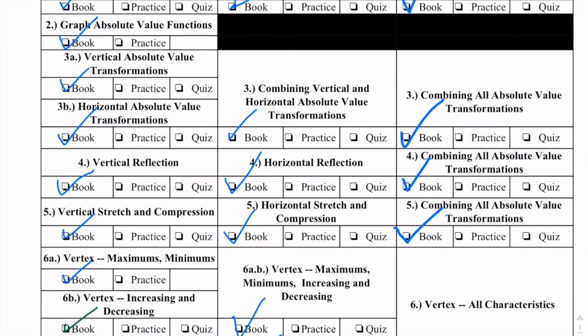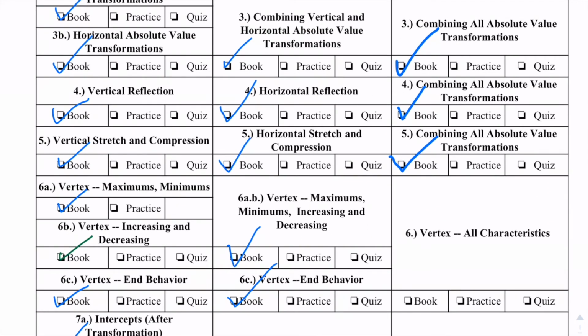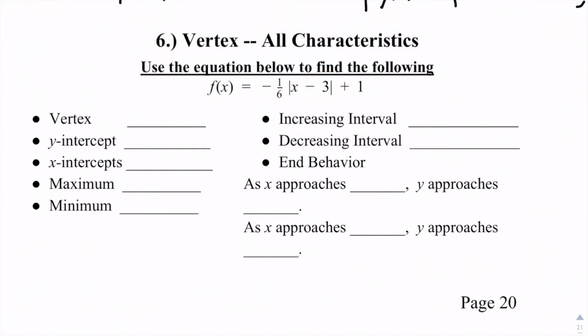Hello, Algebra 2 students. We're back in our absolute value functions syllabus, and we are on Tier 3, Lesson 6, vertexes with all characteristics. Let's check off our book. So here we are at Lesson 6 in Tier 3. We're going to use the equation below to find all of the following. So we're going to use what we know about the vertex to find all of the following.